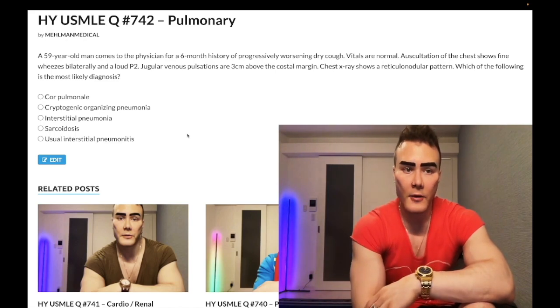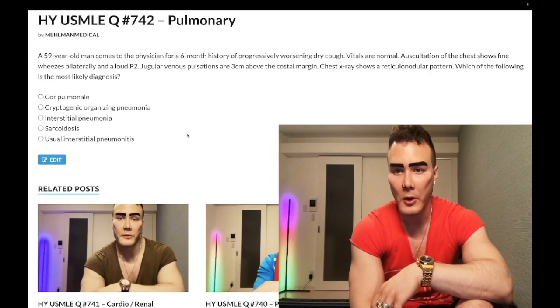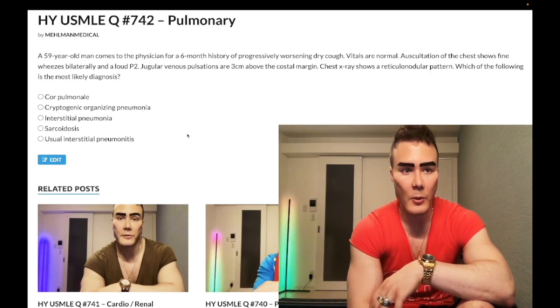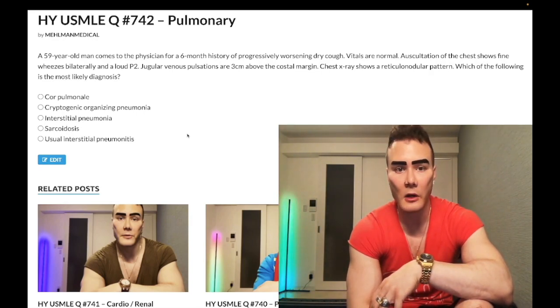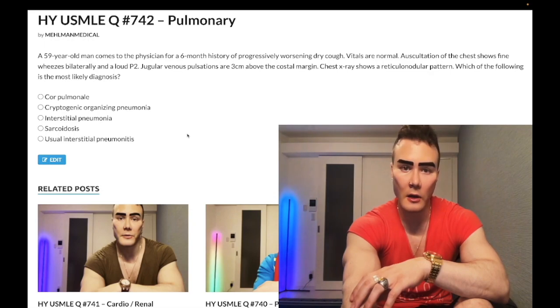Now start the clip. 59-year-old man, 6-month history, progressively worsening dry cough. Vitals are normal. Auscultation of the chest shows fine wheezes bilaterally and loud P2. Jugular venous pulsations are 3 centimeters above the costal margin. Chest X-ray shows reticulonodular pattern. Which of the following is the most likely diagnosis? So various findings here, which I'll talk about as we move through the question.